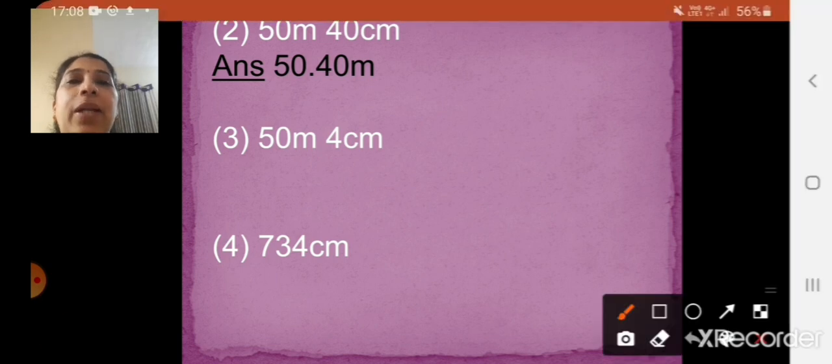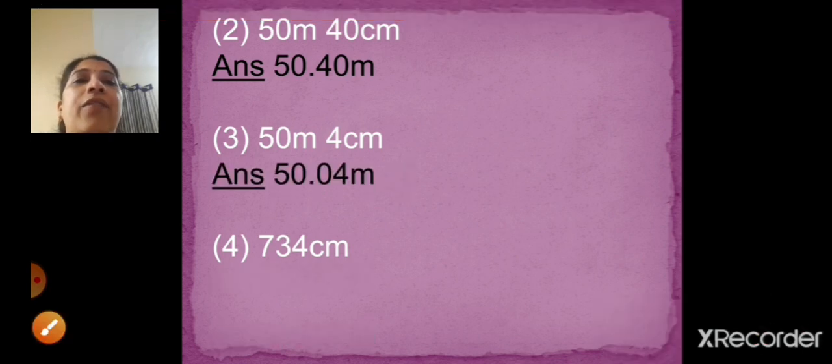Now third one is 50 meter 4 centimeter. Now again 50 meter means you will write it as 50. Now it is 4 centimeter, right? So 4 centimeter means you will write it as 04. So your answer will be 50.04 meter.